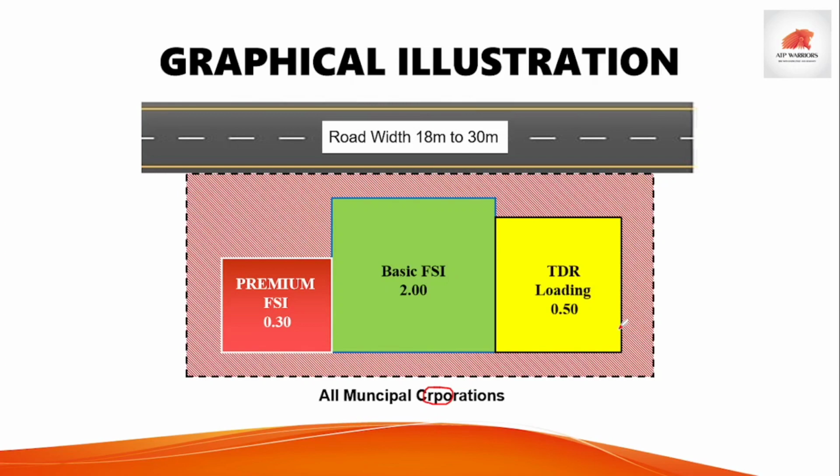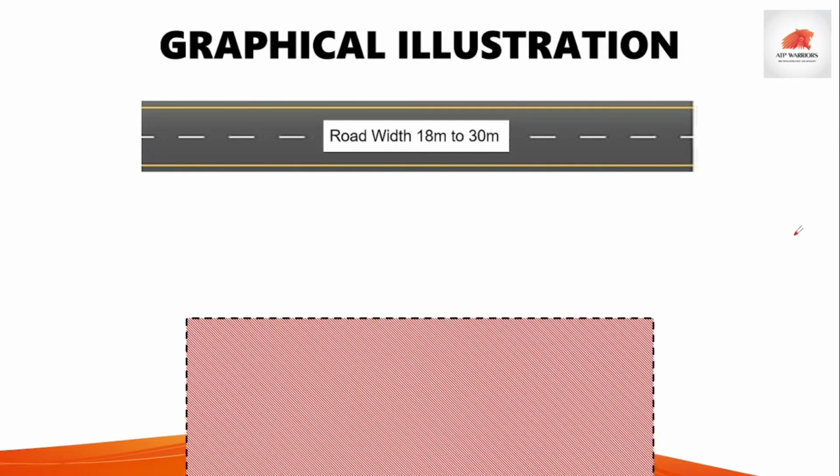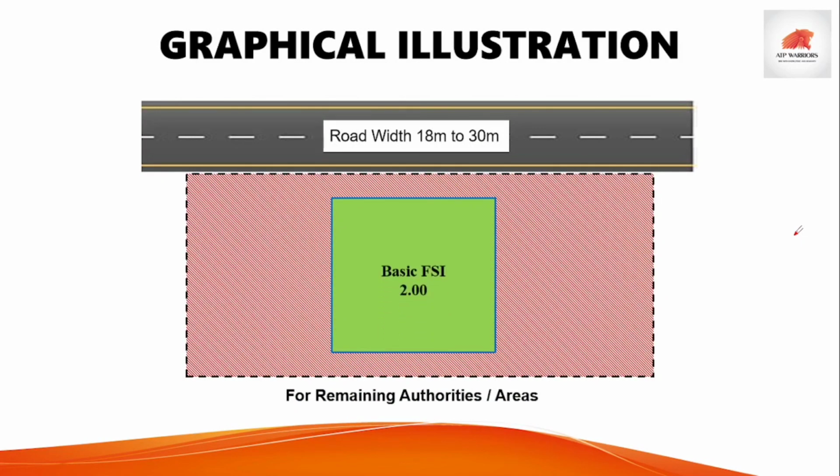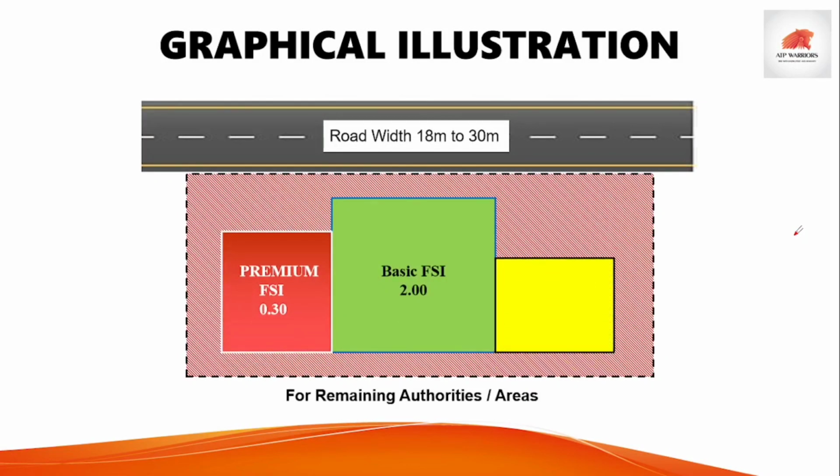Okay, the summation of all this is nothing but the 2.80. So my maximum building potential over here is 2.80. So for other authorities, remaining authorities or areas, for the road with 18 meter to 30 meter, this is a built up area. Basic FSI allowed is 2, premium FSI is 0.30, and the TDR loading is 0.20.